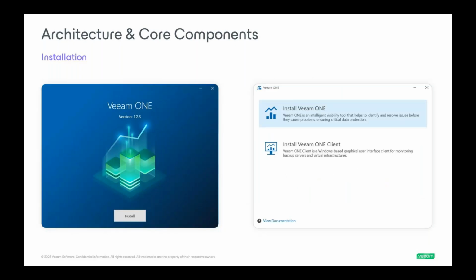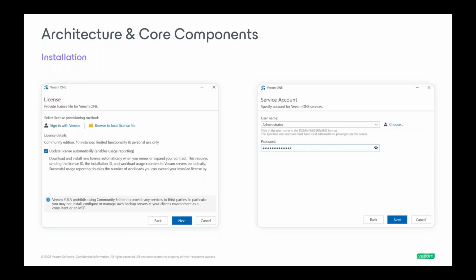Once the ISO is downloaded, you'll just mount that and run the setup. If you run into an issue during the installation process, we have a view documentation button down there that links you right to the user guide. It's helpful for double-checking things like system requirements, as well as any additional steps you might need. It goes through the whole installation process. Here we can see install Veeam ONE or install the Veeam ONE client itself. So we're going to focus on install Veeam ONE at first.